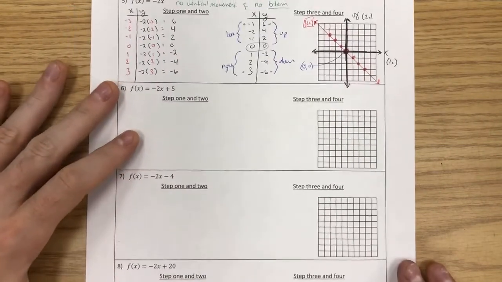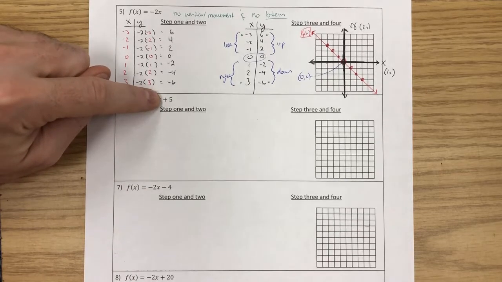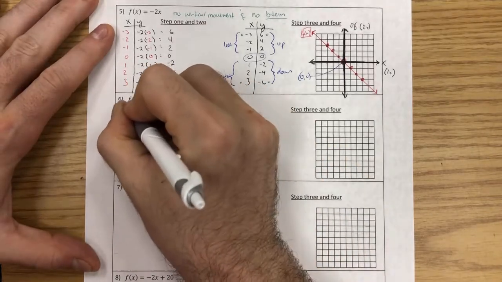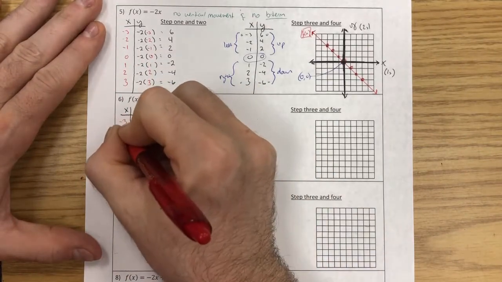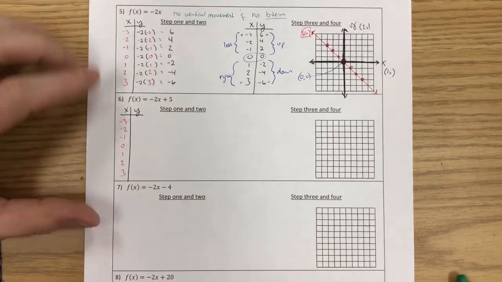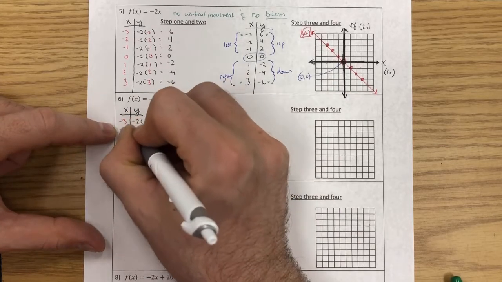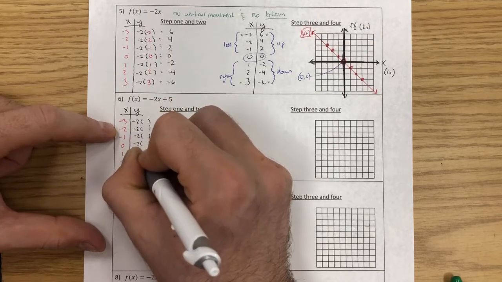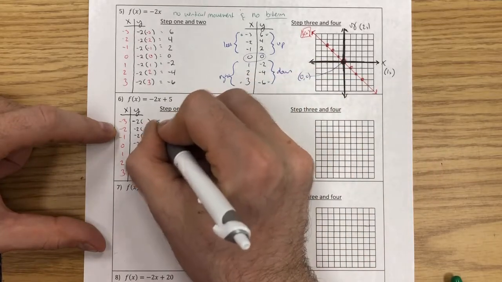So let's see. We're going to try out the next one, and we're going to see if the negative value means that it moves up or down and see what we get. So again, we're going to make a table of x and y's. We're going to plug some numbers in. I'm going to multiply these numbers by -2 and then add 5. So I multiply them all by -2. And then I add 5.